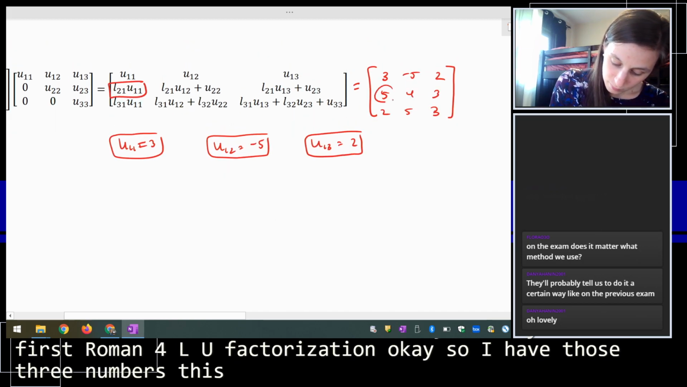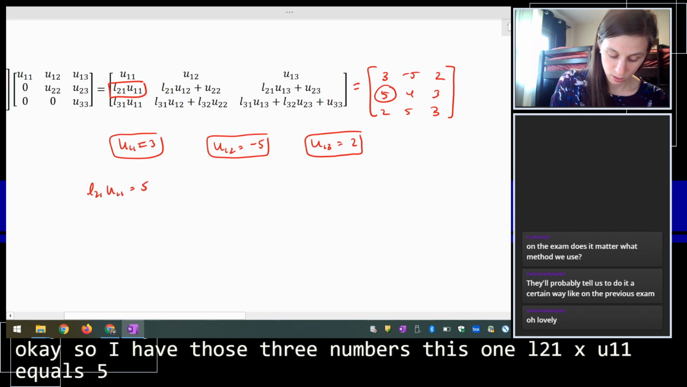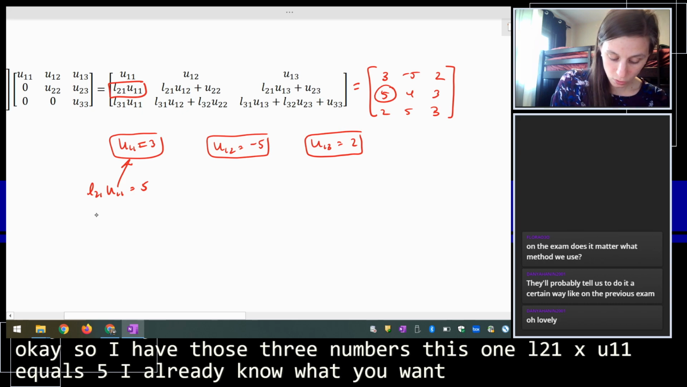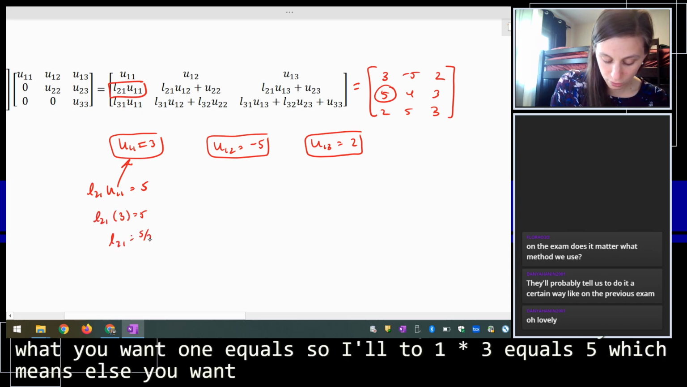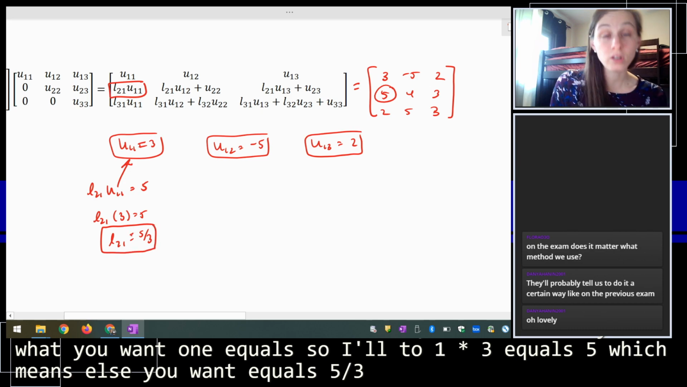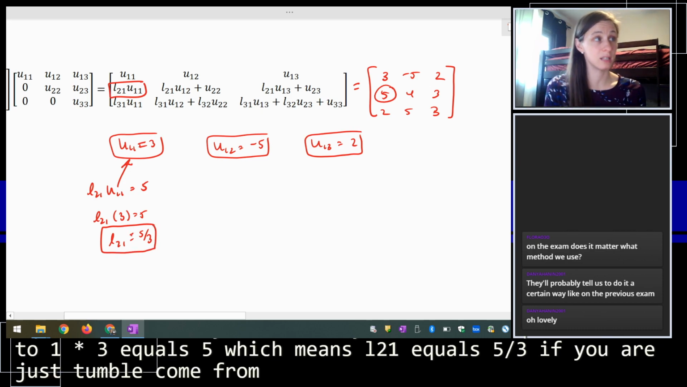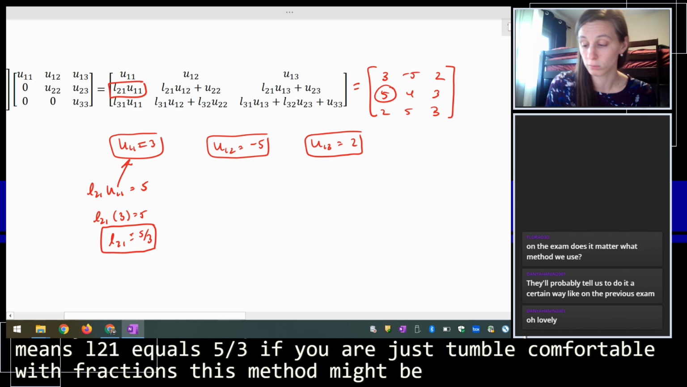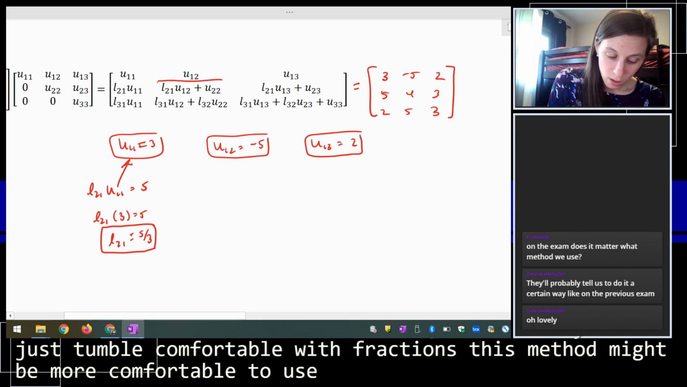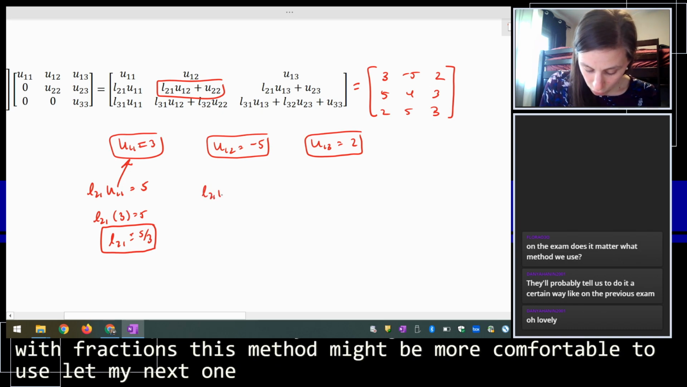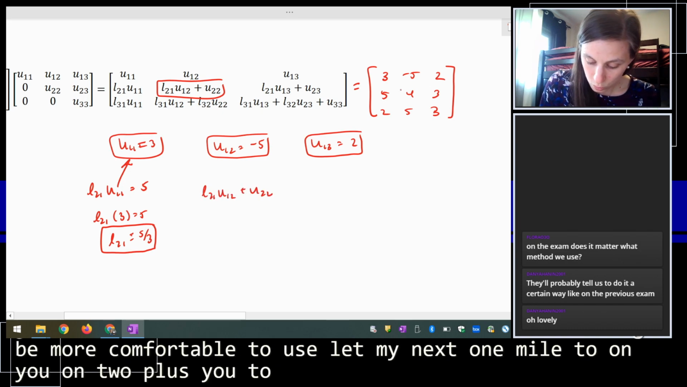This one, L21 times U11 equals 5. I already know what U11 equals, so L21 times 3 equals 5, which means L21 equals 5/3. If you aren't as comfortable with fractions, this method might be more comfortable to use.